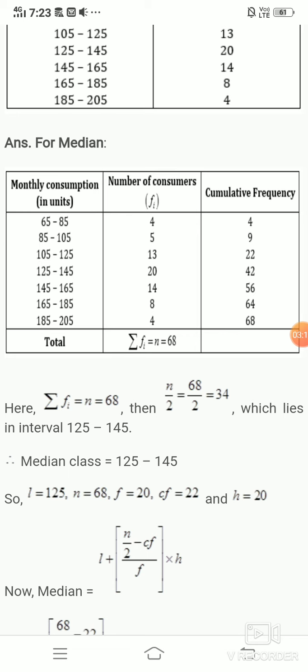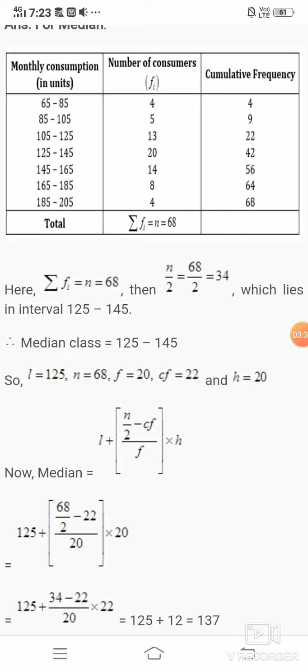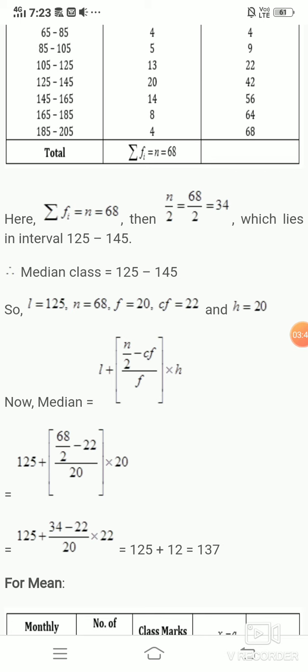Now L is the lower limit of the median class, 125. Small n, you already know, is 68. F is the corresponding frequency, here 20, and the cumulative frequency is 22. H is the width of the interval, 20. Next, the median formula is L plus n by 2 minus Cf, the cumulative frequency, the whole divided by F, into H. Remember this. Substitute all the values and solve the problem. So you can get the answer 137.